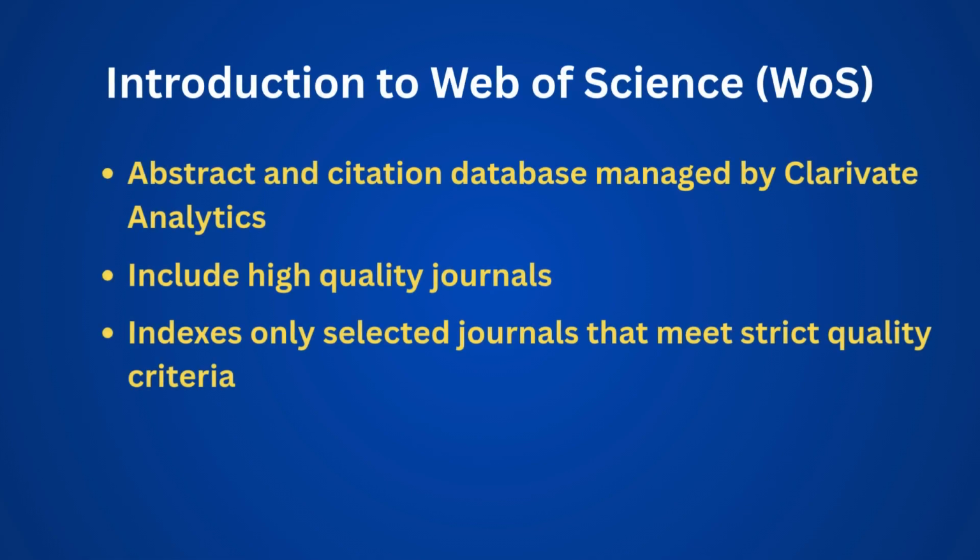Let us first understand what Web of Science is. Web of Science is one of the most prestigious abstract and citation databases managed by Clarivate Analytics. It includes high-quality journals from multiple disciplines and is known for its rigorous journal evaluation process. Unlike Google Scholar or other open platforms, Web of Science indexes only selected journals that meet strict quality criteria such as editorial quality, peer review process, citation impact, and ethical publishing practices.